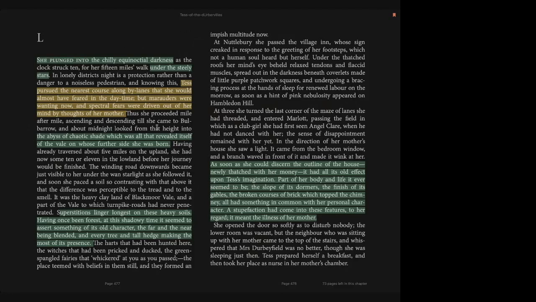Continuing on with the description of the land: "the abyss of chaotic shade, which was all that revealed itself of the veil on whose further side she was born." This is her standing at the top of a hill and looking at a land that early on in the text was described as sheltered, as green, as lush, as fertile, and now it's being described as an abyss of chaotic shade.